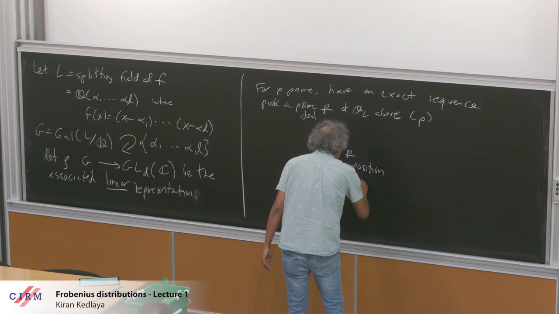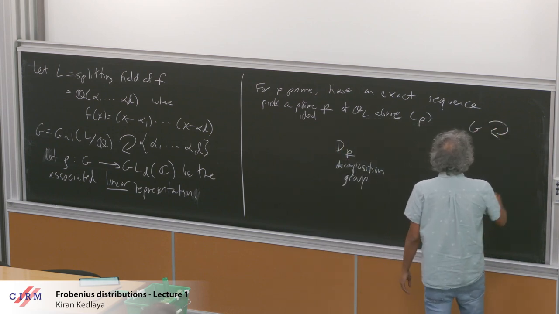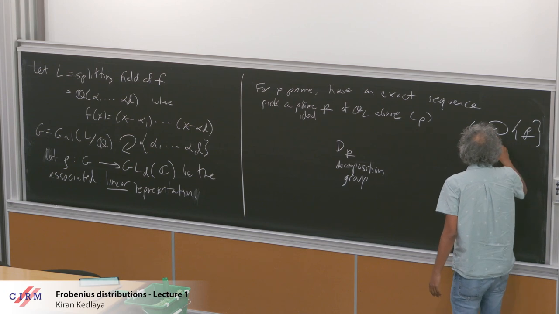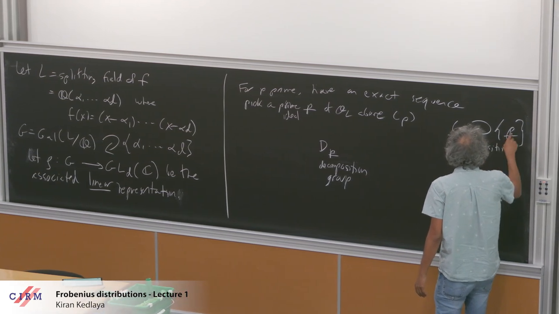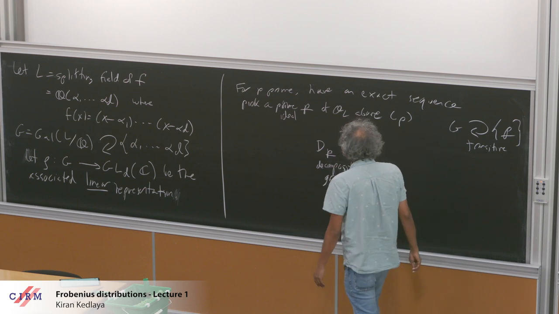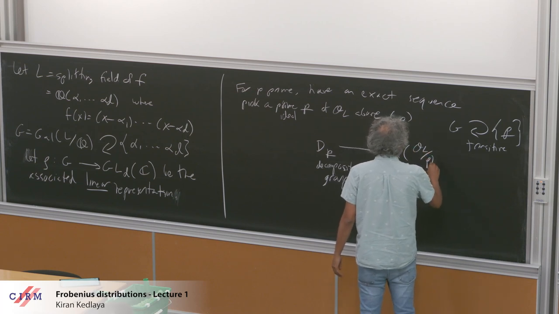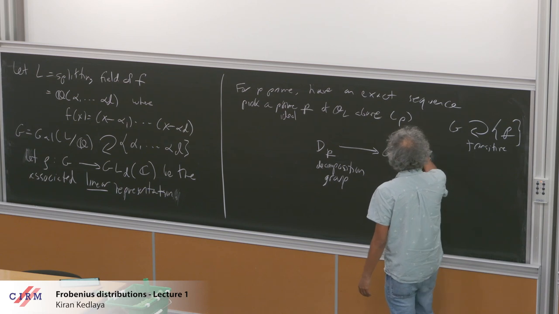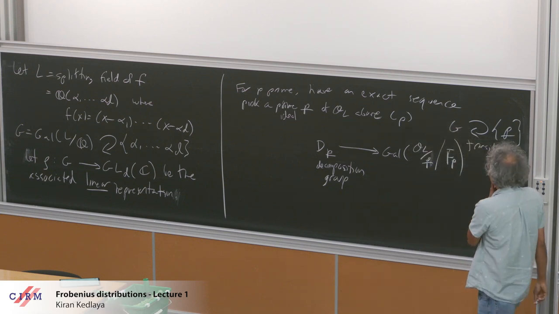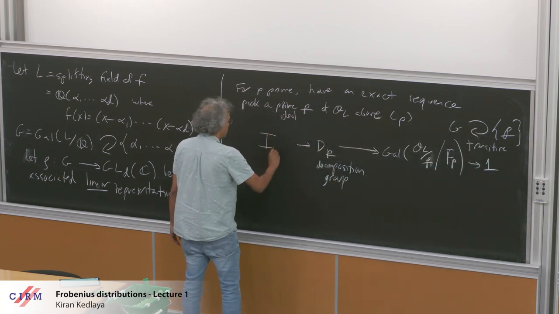So I have the decomposition group, which is the stabilizer of the action of G on the set of all these prime ideals above ordinary p. Right? This is a transitive action. There are only finitely many of these primes above rational p, and they're permuted transitively. So if I take the stabilizer of one of them, I get the decomposition group. It turns out that it surjects onto the Galois group of the residue field extension. So the residue field O_L mod P is a finite Galois extension of F_p. And the kernel is called the inertia group.